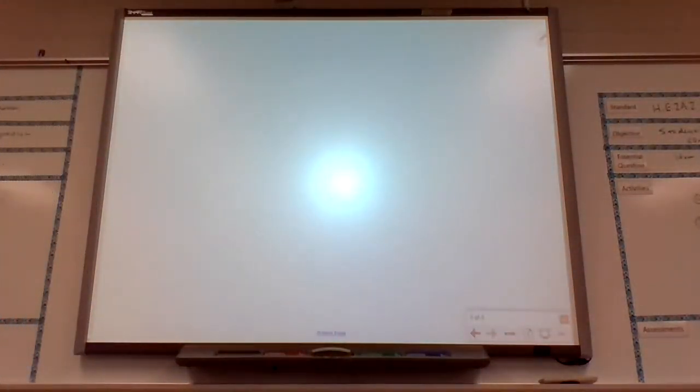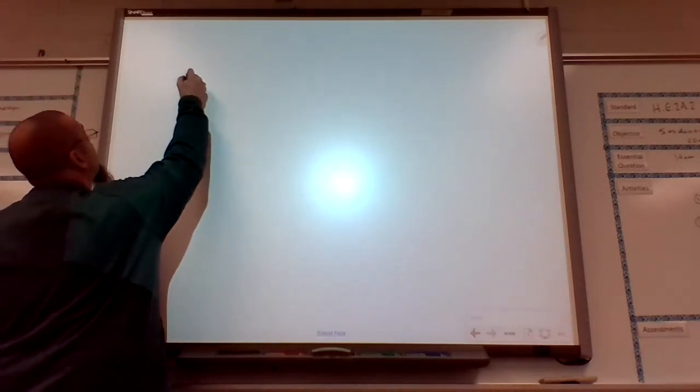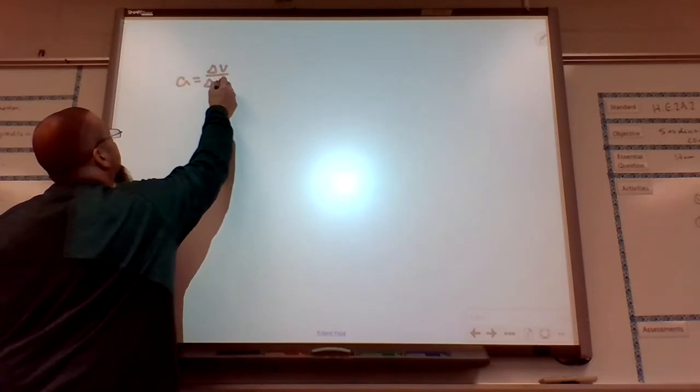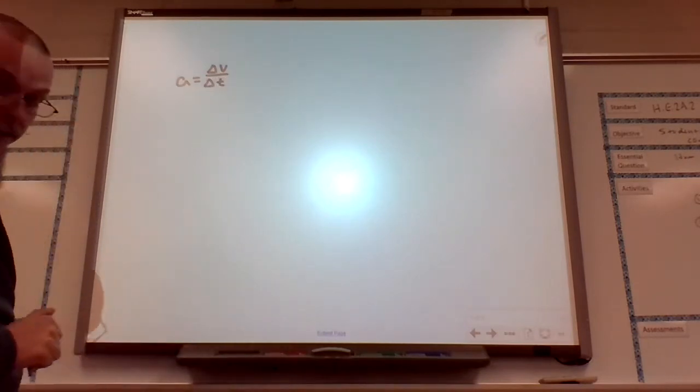All right, time for our final kinematic equation. Again, this one's going to be a little more complicated in how we use it. This one is also going to be a little more complicated in how we derive it. What we do is we start with the basic acceleration equation. A equals delta V over delta T. Change in velocity over change in time.